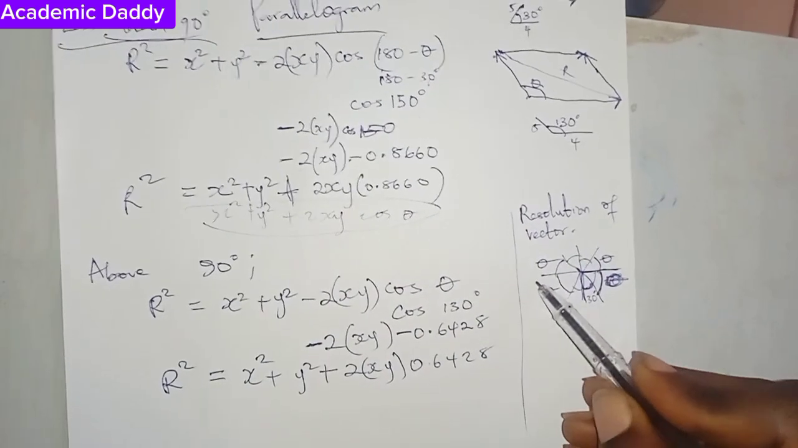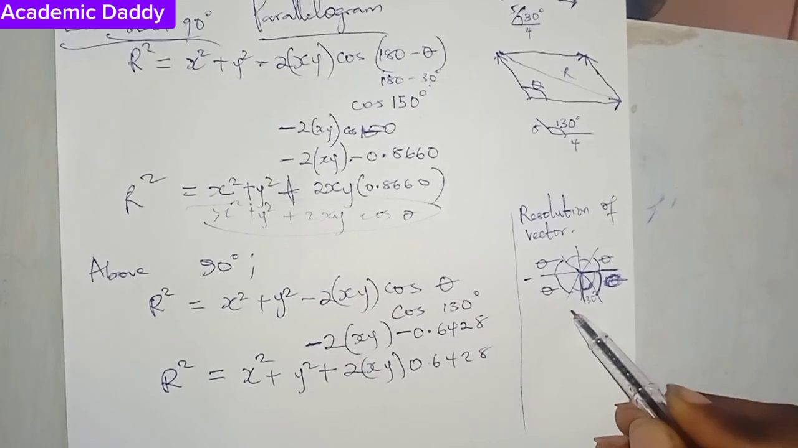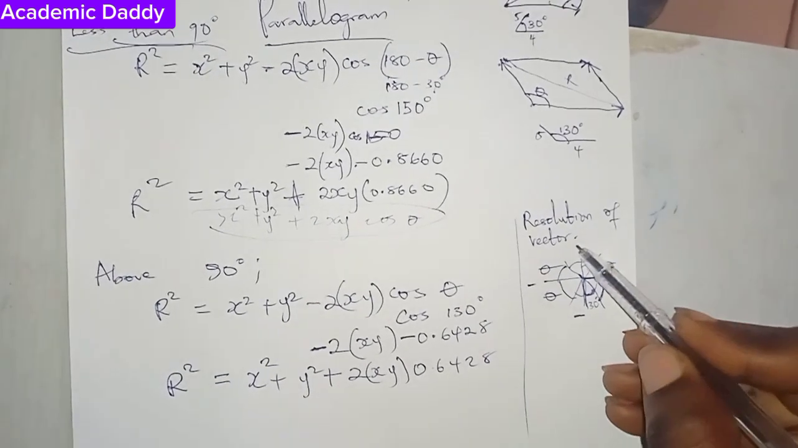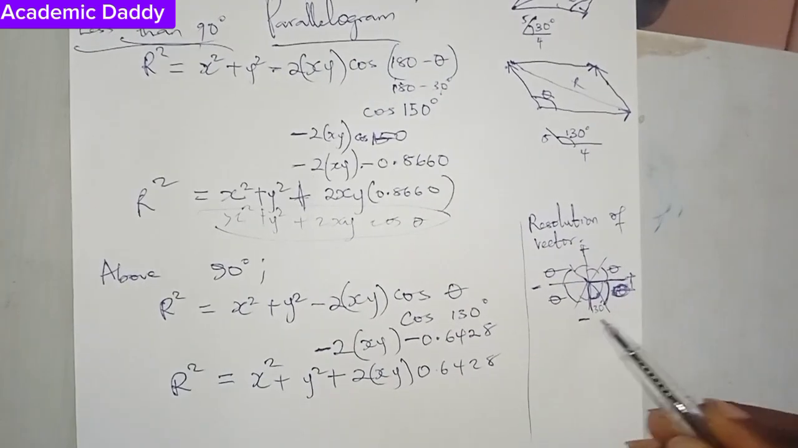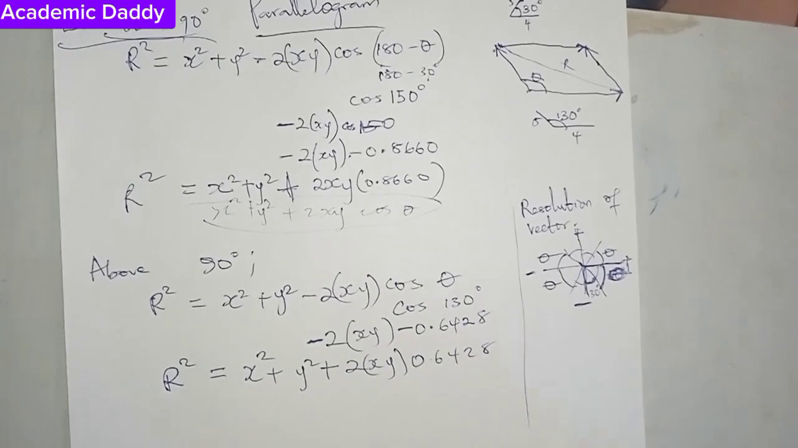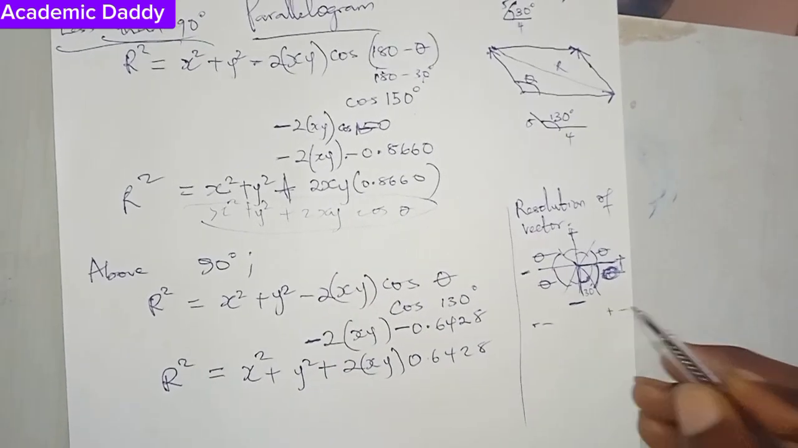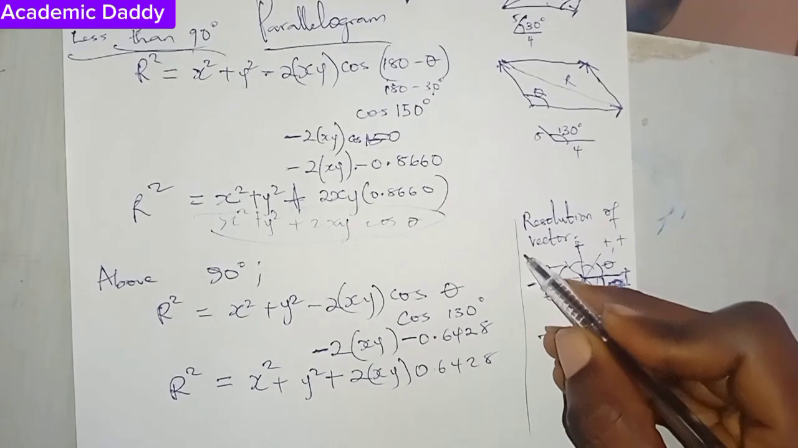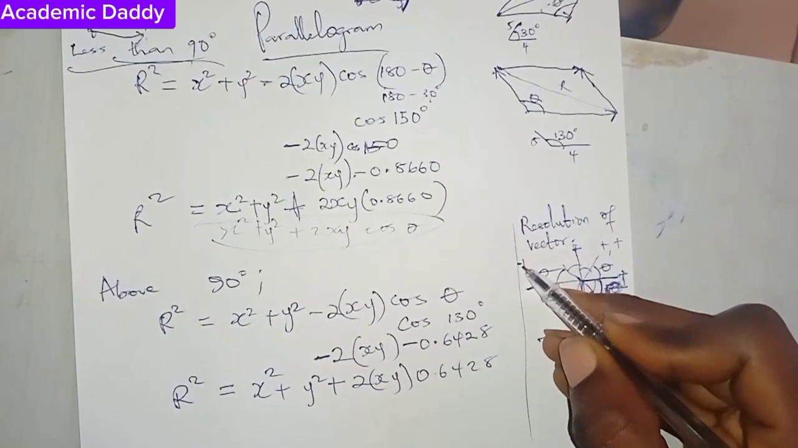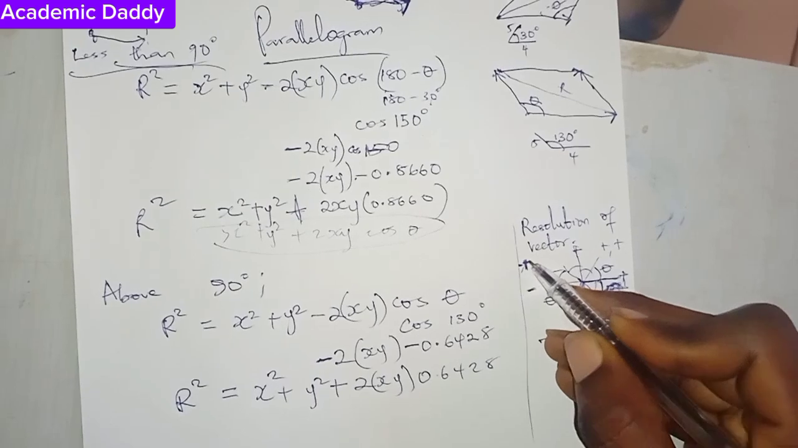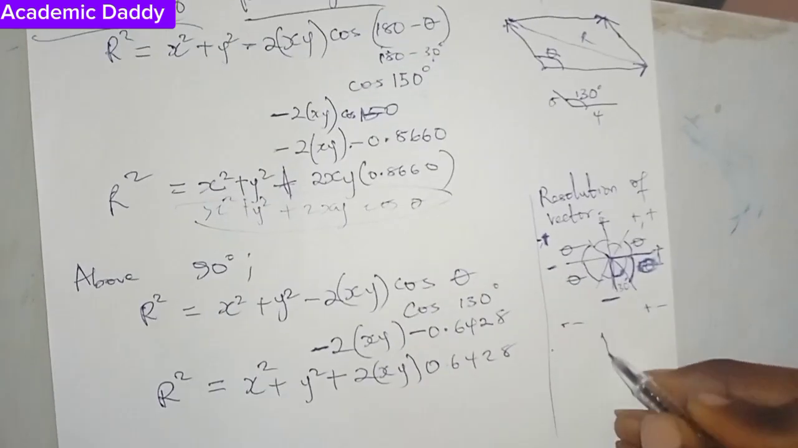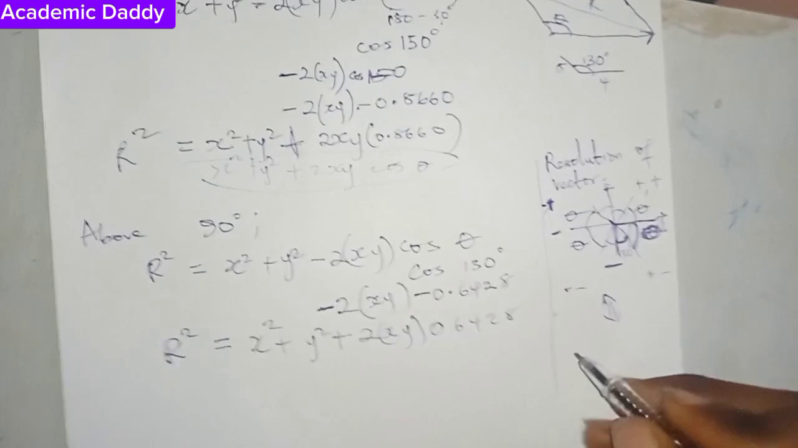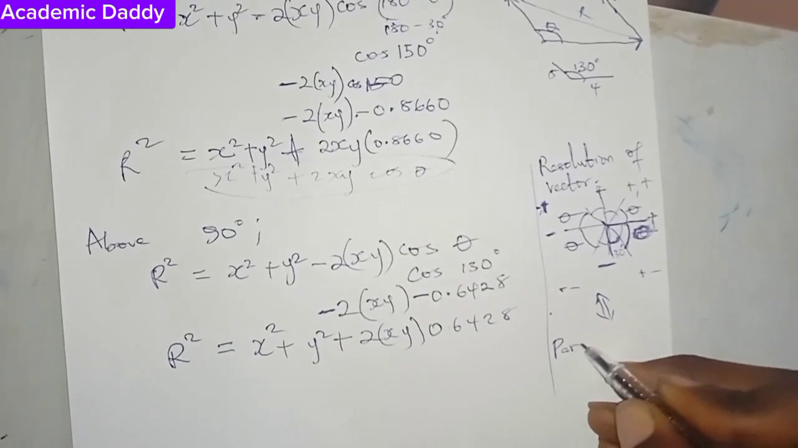And as I'm using it, I'll be remembering the quadrants. This quadrant is minus, minus. This quadrant is plus, minus. This quadrant is plus, plus. This quadrant is plus, minus. So very important to remember. And any answer you get from resolution of vectors when you are finding the resultant must be equal to whatever answer you get when you use the parallelogram method.